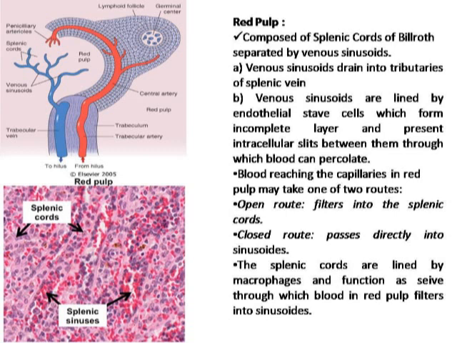The cords of Billroth, that is splenic cords, are the cellular aggregations supported by the reticular connective tissue, and they appear as stripes and consist of macrophages, plasmocytes, and blood cells. And these splenic sinusoids are found between the cords of Billroth. They are filled with blood and give the red pulp its distinguishable red appearance.